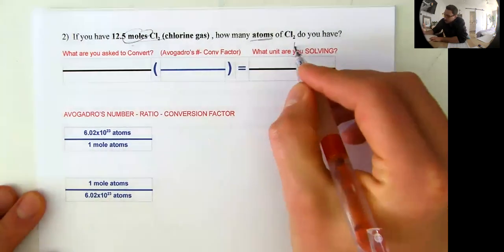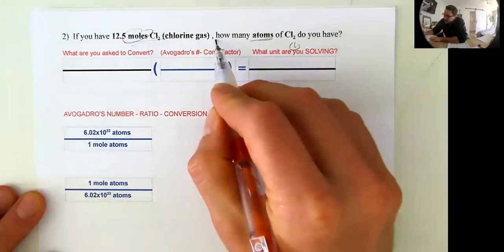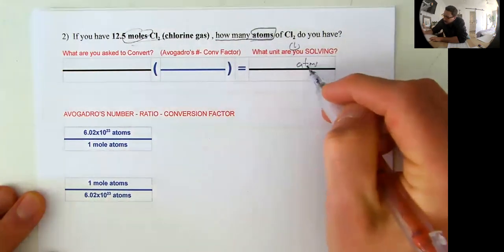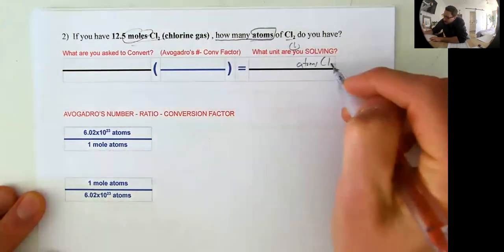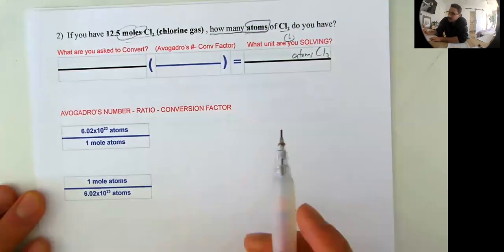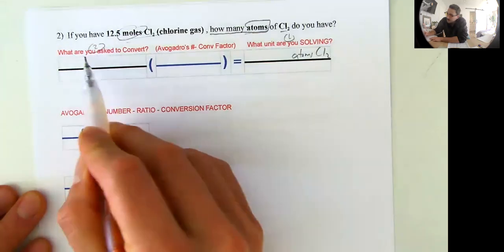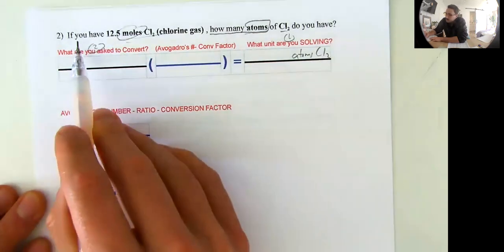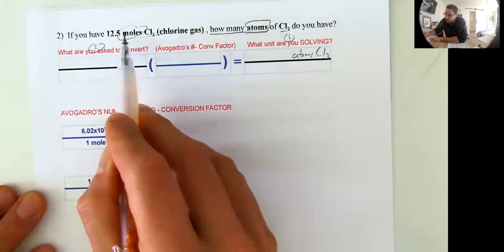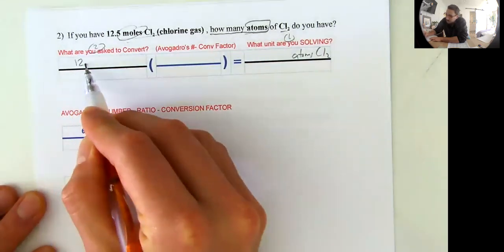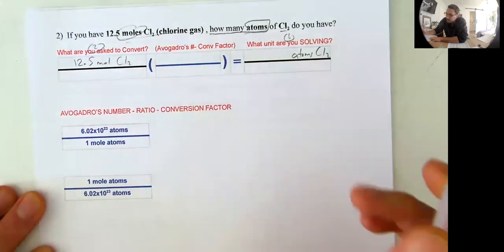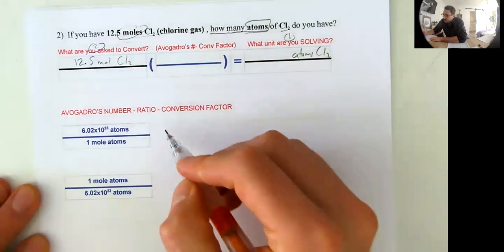So step number 1, what are we solving for? The question's asking how many atoms. So we need to put atoms of what substance? Yep, that's chlorine, Cl2. We're going to leave a little space right there for our answer value. Step number 2 is, what are you asked to convert? The question says, if you have 12.5 moles of chlorine, how many atoms of chlorine do you have? So we're converting 12.5 moles into atoms.